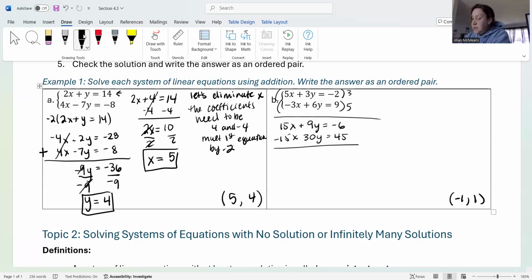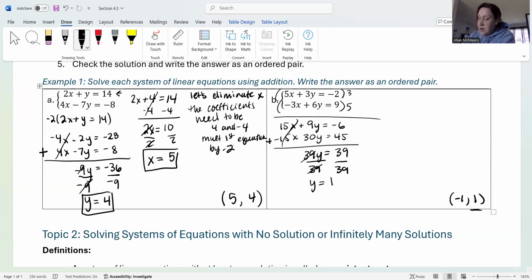So now let's see. When we add the two equations, 15x minus 15x is 0, okay? 9y plus 30y is 39y, so 0 plus 39y is just 39y. Negative 6 plus 45 is positive 39. I need to undo the multiplication of 39 and y. So I divide both sides by 39. On the left, 39 divided by itself is 1. 1 times y is y. And then 39 divided by itself again is 1. We have verified that y is equal to 1.